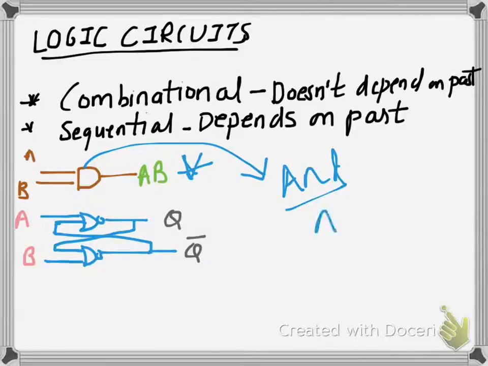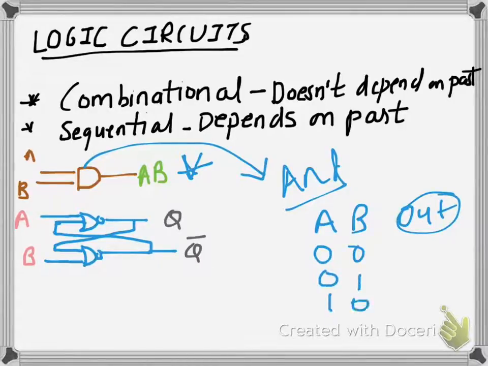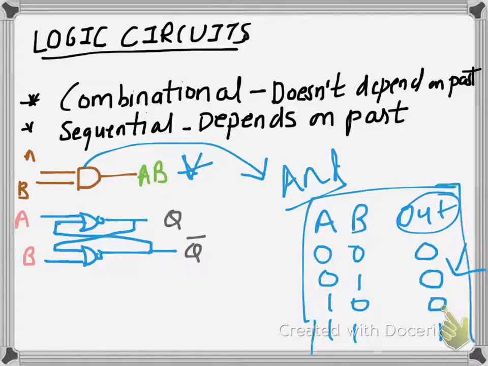Let me draw a table with A, B, and an output. If the input is 00, 01, 10, 11, then the output will be the product of A and B. That is, 0 into 0 will give you 0, 0 into 1 will give you 0, 1 into 0 again will give you 0, and 1 into 1 will give you 1. So in this case this is an AND gate. The AND gate has the property of getting the inputs multiplied.